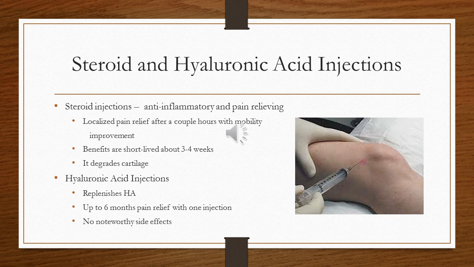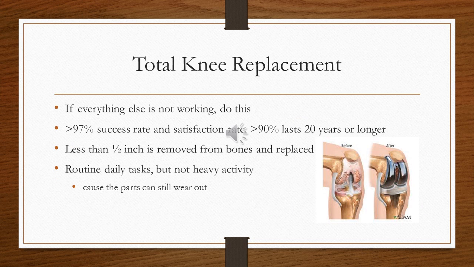If analgesics and NSAIDs are not working for the patient, the clinician can offer for the patient to undergo steroid and hyaluronic acid injections. Steroid injections offer localized pain relief after a couple hours with mobility improvement. The benefits are short-lived though, about 3 to 4 weeks, and it has been known to degrade cartilage. Hyaluronic acid injections, on the other hand, replenish the hyaluronic acid that is normally within your synovial membrane. It's up to 6 months pain relief with one injection, and it has no noteworthy side effects.